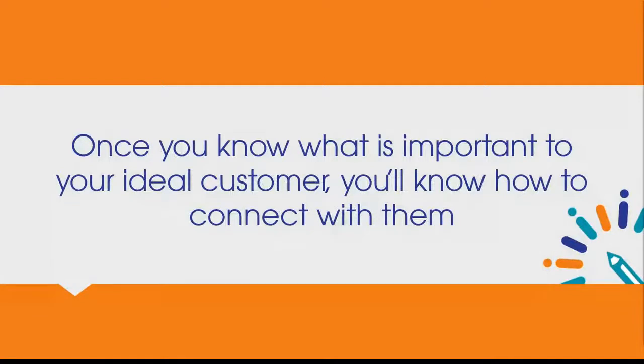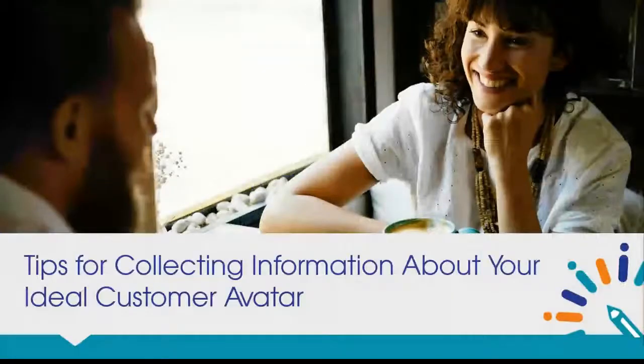So once you know what's important to your ideal customer, you'll know how to speak like them, how to sell to them, how to motivate them to take action. And this is really a secret to growing your email list, is connecting with people on that emotional level. But how do you get this information? And that's where I'm going to go into some tips. You know the difference between demographics and psychographics, and that you need both, but you need to find that information. And you can get that data from different sources.